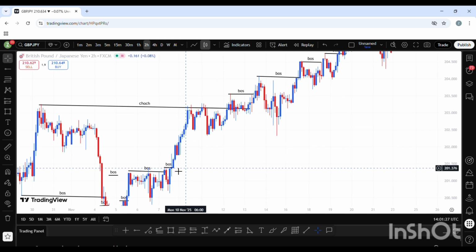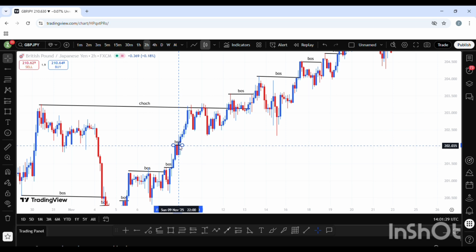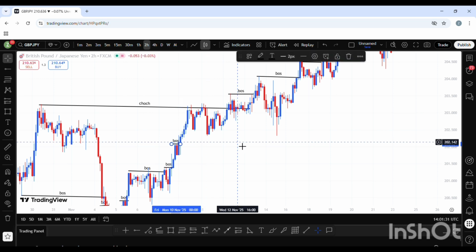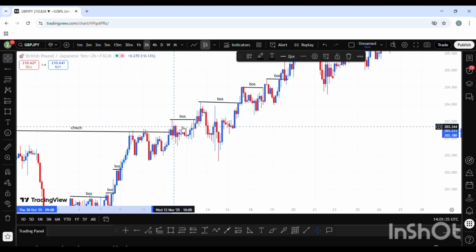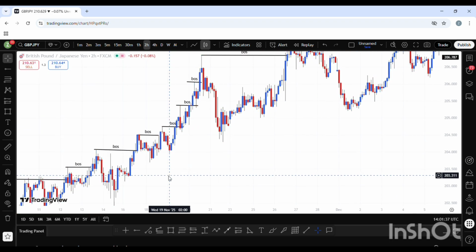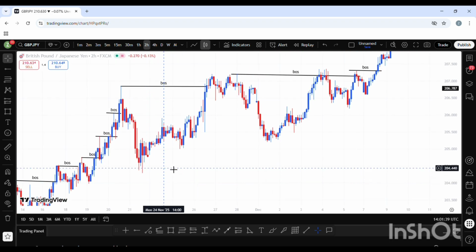So let's continue mapping. From the daily time frame, the breakout structures are not many. The further you go down, the more the candlesticks, the more the breakout structures.